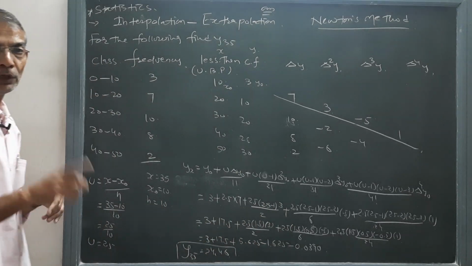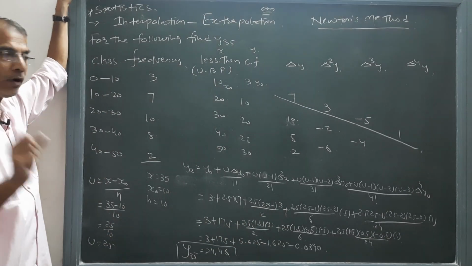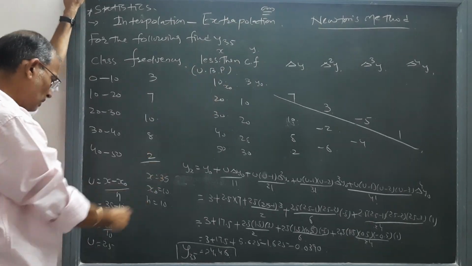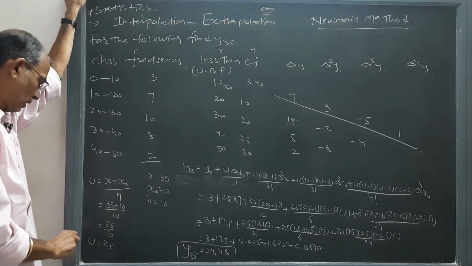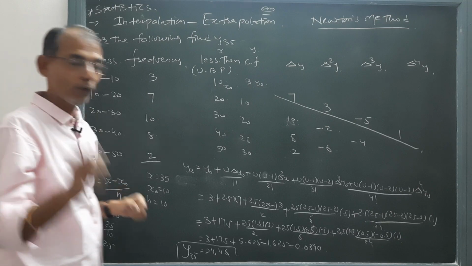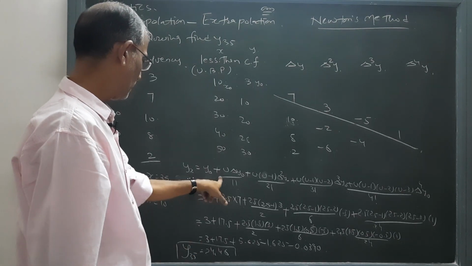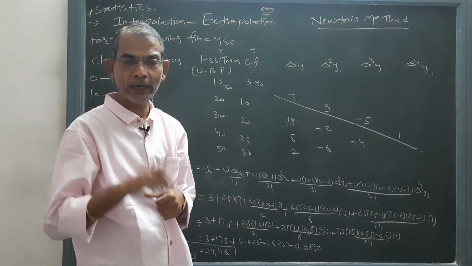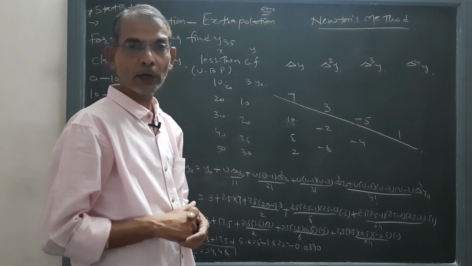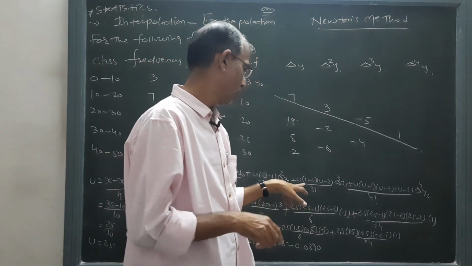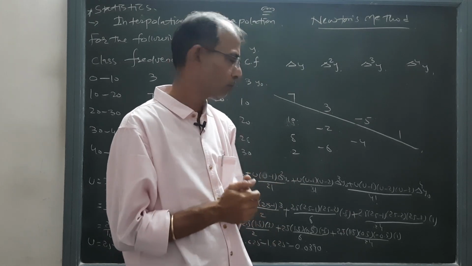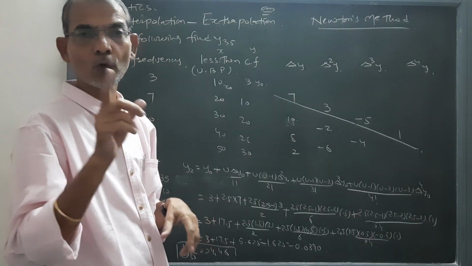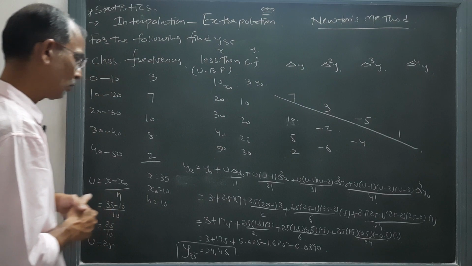Then u is to be found out as x minus x0 upon h. Now x is 35, x0 is 10, the distance is also 10. So 35 minus 10 divided by 10 will be 2.5. The formula is y0 plus u delta y0 divided by 1 factorial, plus u into u minus 1 delta square y0 divided by 2 factorial, plus u minus 1, u minus 2 divided by 3 factorial into delta cube y0. Similarly, one more step is added with u minus 3, divided by 4 factorial into delta raised to 4 y0.